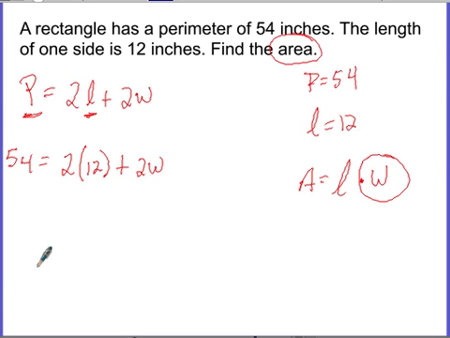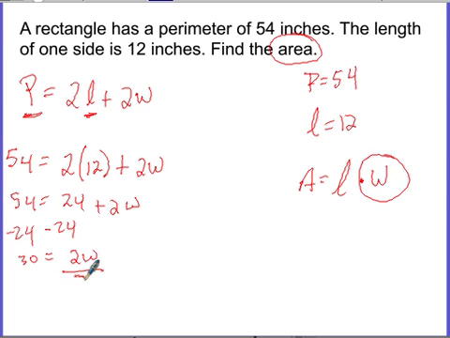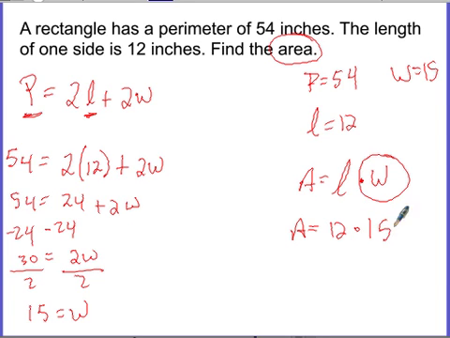Now I've got an equation to solve, just like we did back in chapter 4. So 54 equals 24 plus 2w. Subtract 24, so 30 equals 2w. Divide by 2, and 15 is the width. So width equals 15. So I can find area by doing 12 times 15.